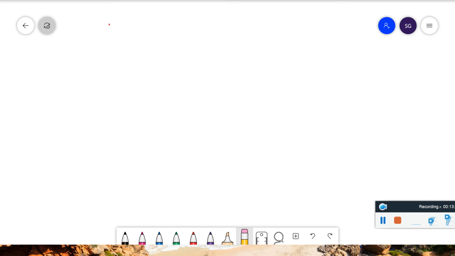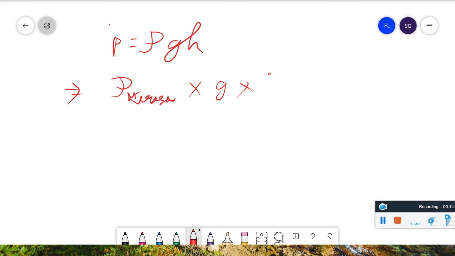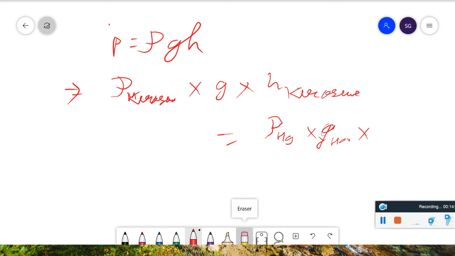Rho GH. P is equal to rho GH, and it is rho kerosene into G into H kerosene, which is equal to rho Hg into G into H Hg. G always remains the same.